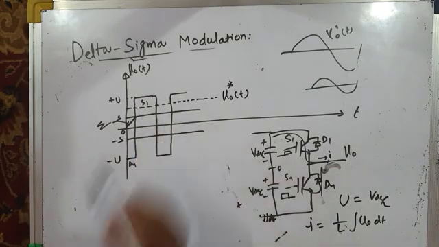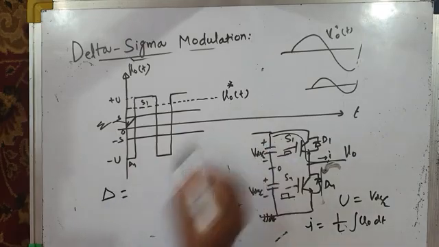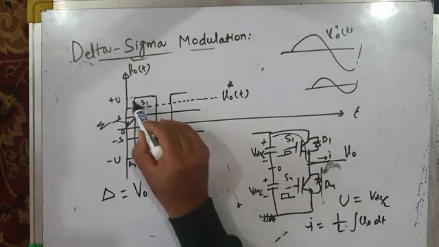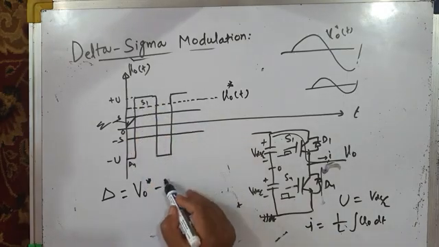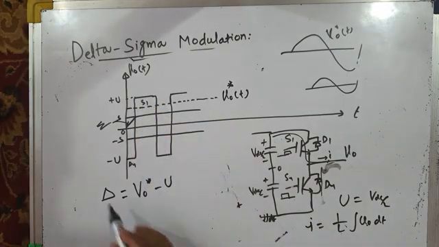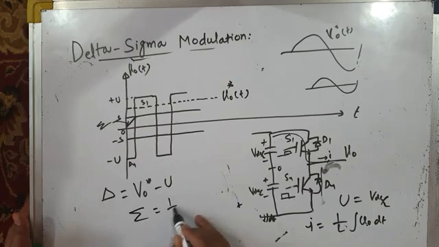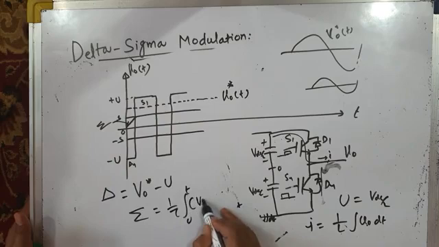So now when the top switch turns on, what is your error? The error is again the reference voltage minus the actual voltage. What is your actual voltage? It is plus U. This error will go to the integrator circuit. What will the integrator do? It will find sigma. Sigma equals 1 by tau integration 0 to t of delta dt, where delta is V0 star minus U, dt.